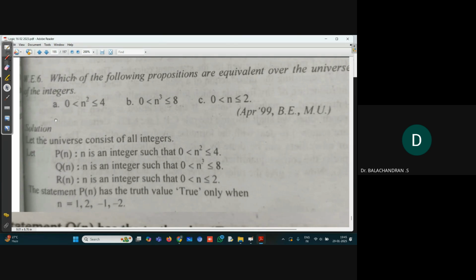Okay, next problem. Which of the following propositions are equivalent over the universe of integers? First one, 0 less than n square less than or equal to 4. Second one is 0 less than n cube less than or equal to 8. Third one is 0 less than n less than or equal to 2. So the universe of discourse is integers, and they are asking which of them are equivalent.